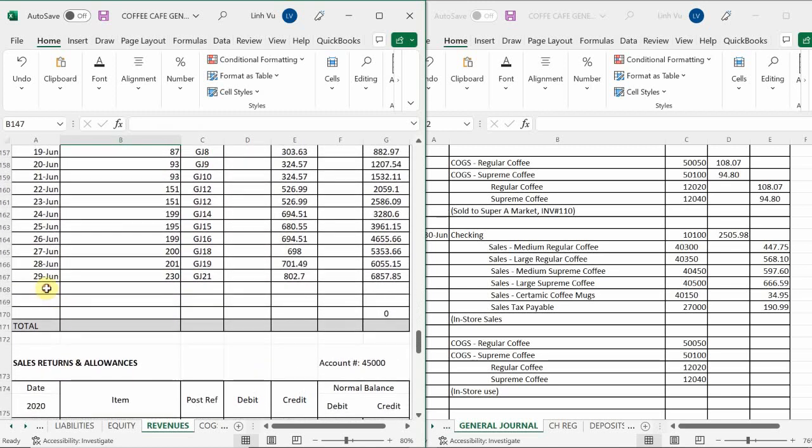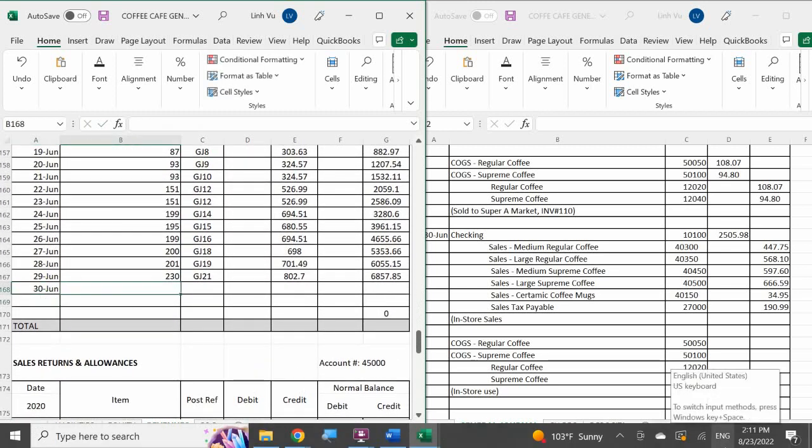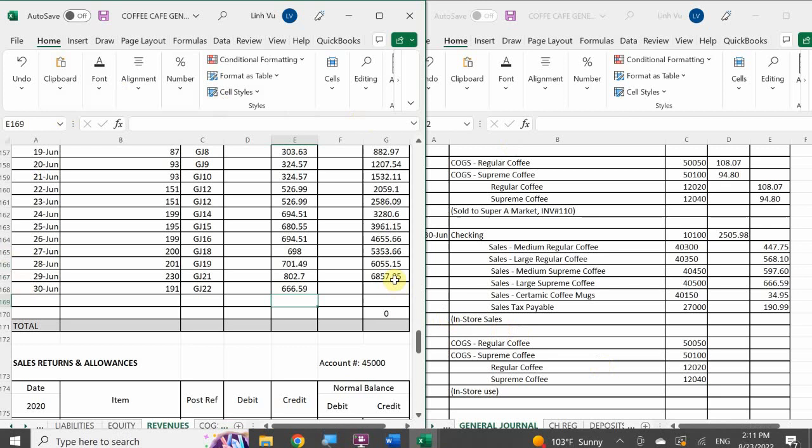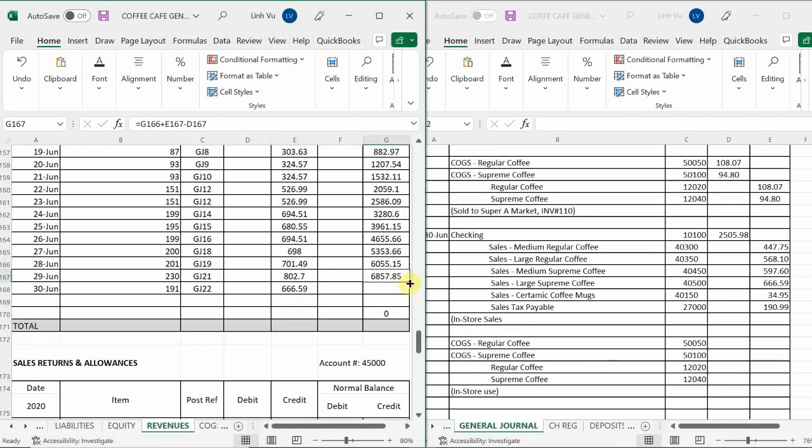Yeah. And for the large supreme, we sold 191 cups on page 22 and it's 666.59. For the grand total, $7,524.44. Good. 752444. Yeah.